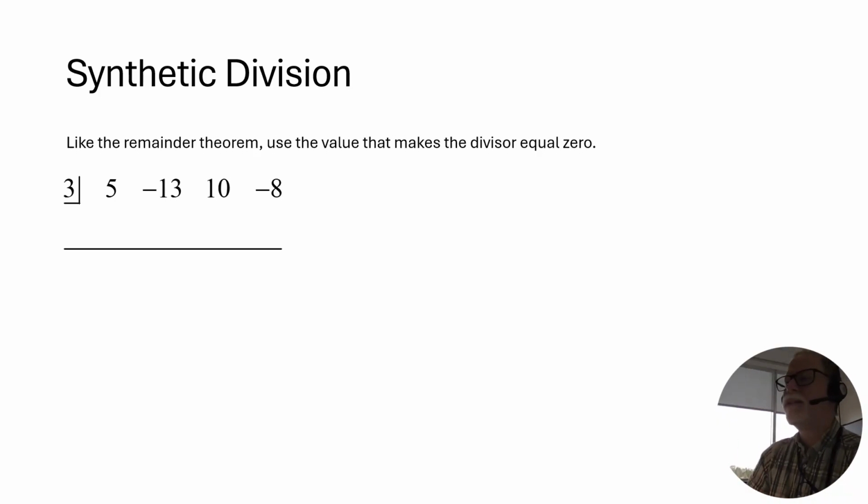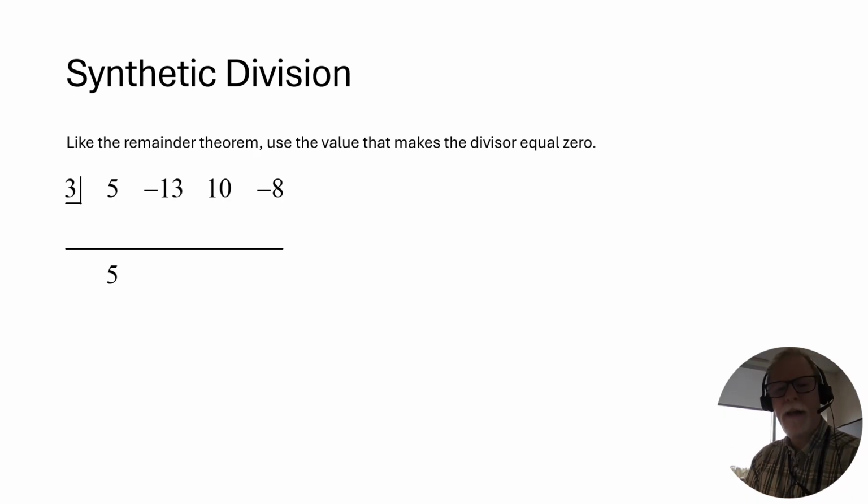Start with what makes the divisor equal to 0. I write 3. This is the structure that I learned. I've seen a few students that already know how to do this and write it a little bit differently. But I put the 3 in a box. Not really a box, but I call it that. Then immediately to the right, I write down the coefficients of the terms in the dividend. Start by bringing that leading coefficient straight down below that horizontal bar.